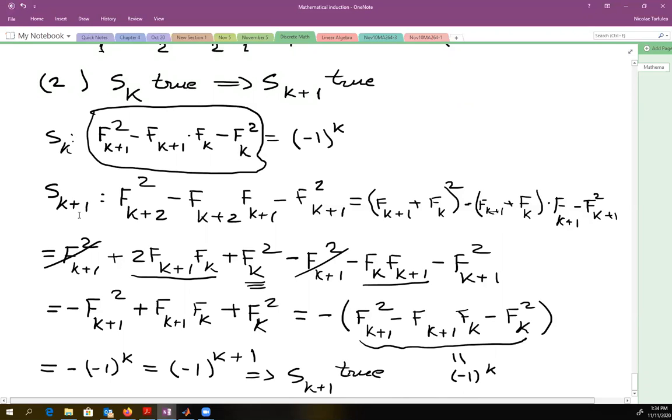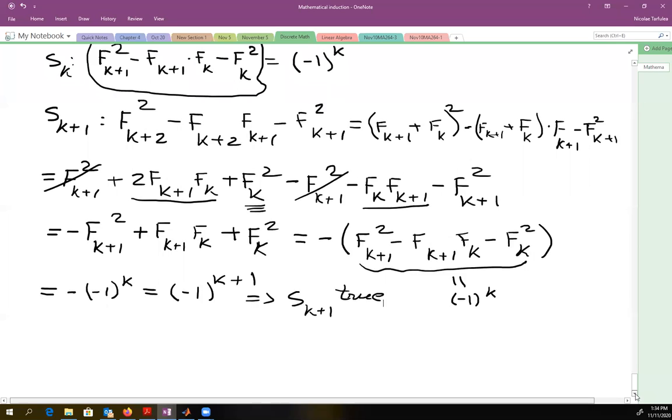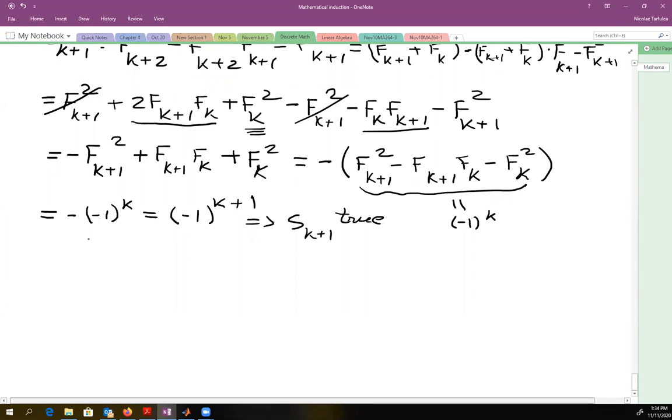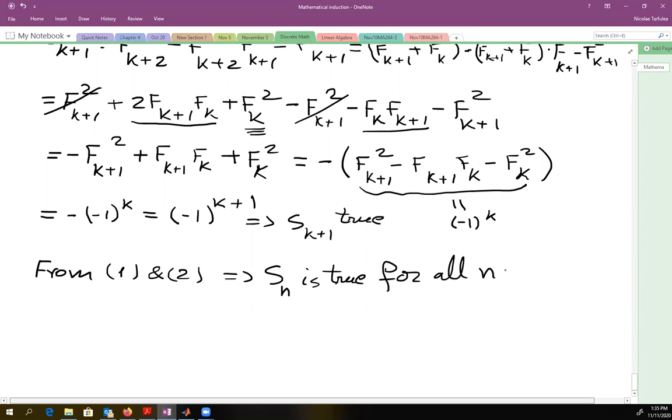And right, so a round of applause, because from the induction, from steps 1 and 2, we know that Sn is true for all values of n, by induction, right? So this is a very, very interesting thing. Okay, questions about this?